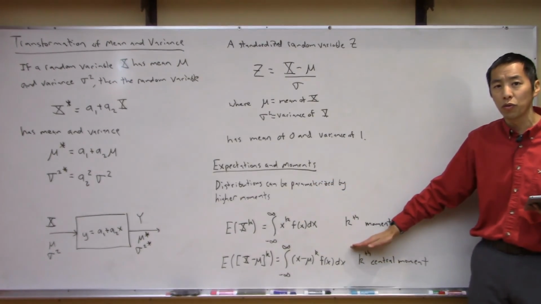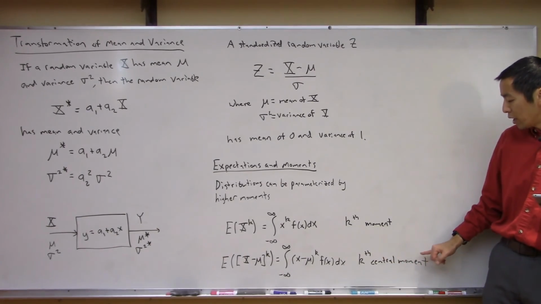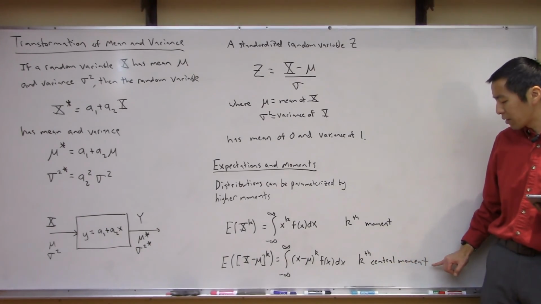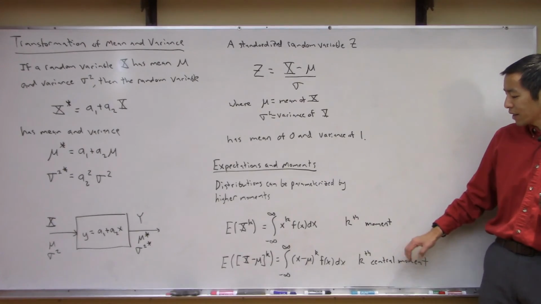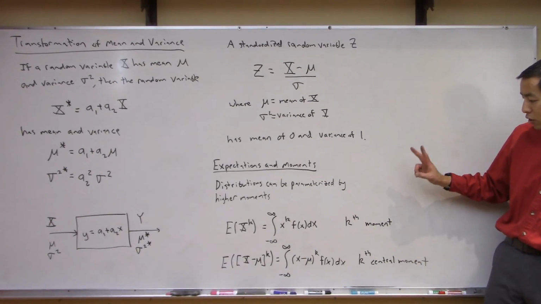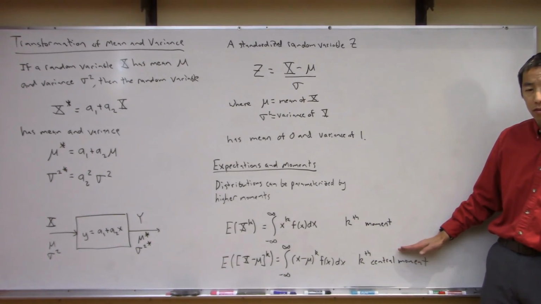And the same thing is true for the variance. This is sometimes referred to as the kth central moment. In this case, if k is equal to 2, we basically get the variance.